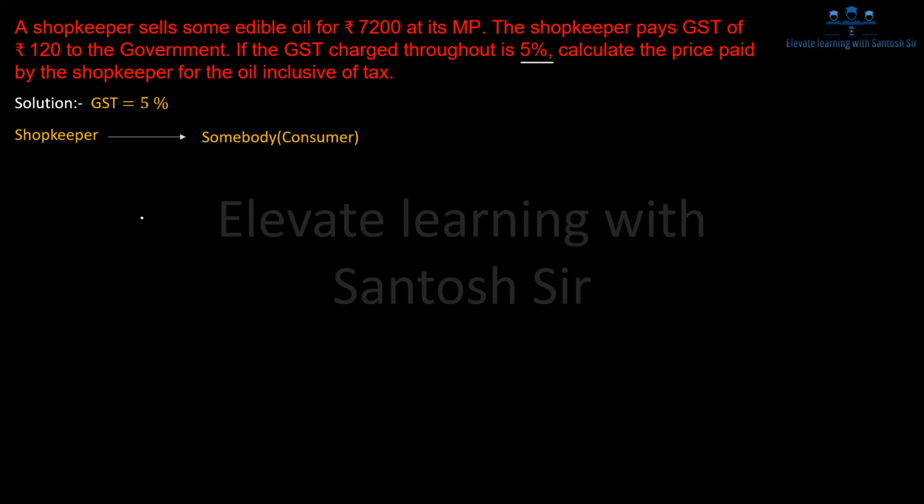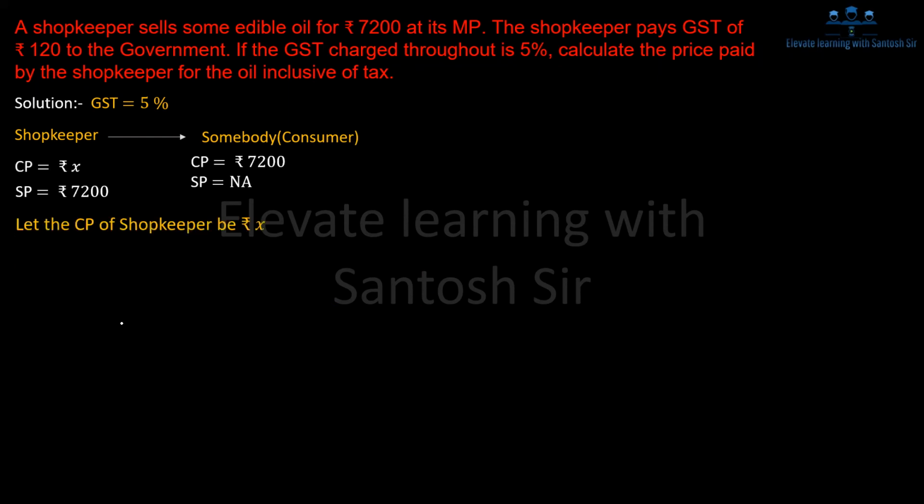Now he's selling it at 7200 rupees. So the selling price of the shopkeeper is equal to the cost price of the consumer, which is 7200. We know that the consumer is not selling it ahead, or no information is given, so we take it as not applicable. Now the shopkeeper is paying a GST of 120 to the government. Okay, so he must have purchased it at some value. Let the cost price of the shopkeeper be X rupees.